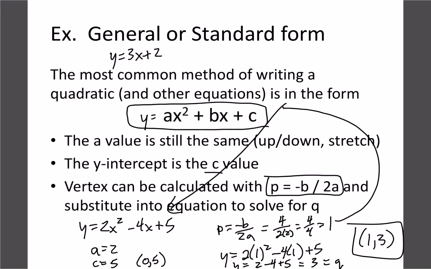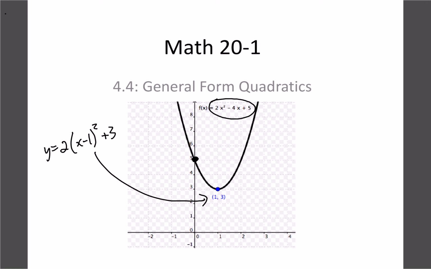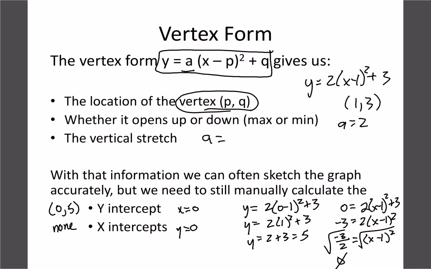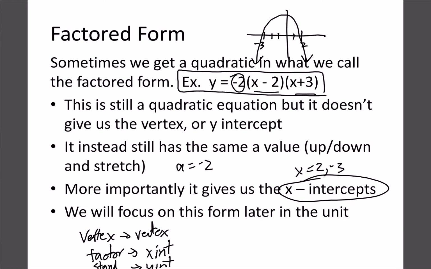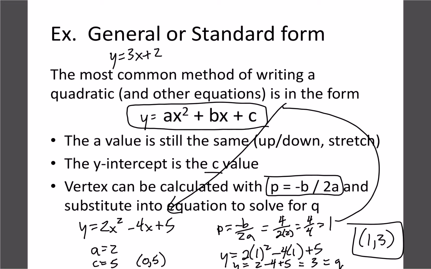Okay, so that works pretty good. If we go back to look at our graph, we already knew that that was the case. We had a vertex at (1, 3), and we just figured that out. So even though we don't get the vertex in the standard form, it's still pretty easy to calculate. All we have to do is plug it back in. What we're going to find out later on is that another option for this is we could have plugged it into our vertex form.